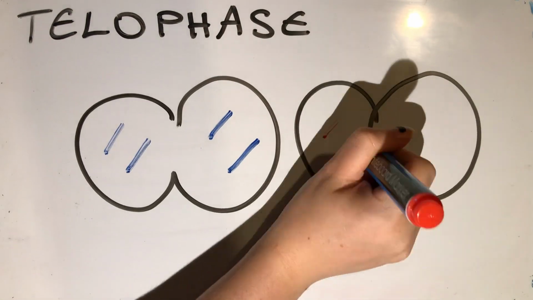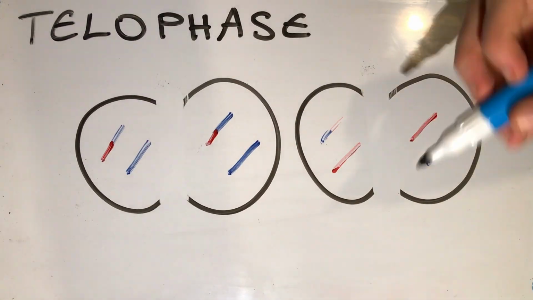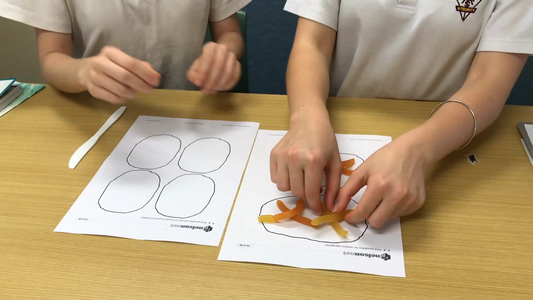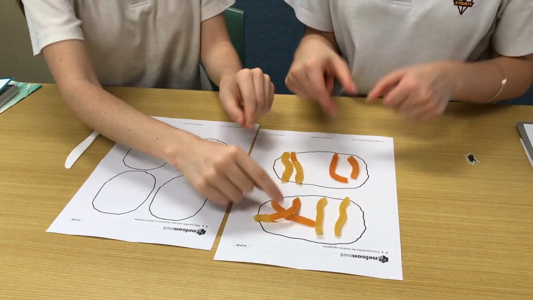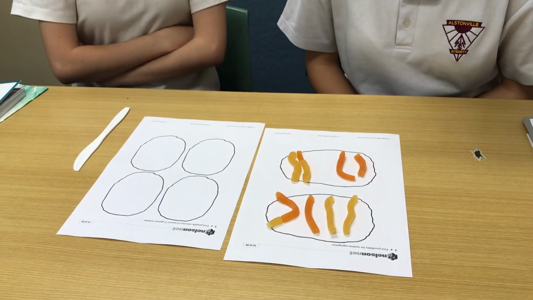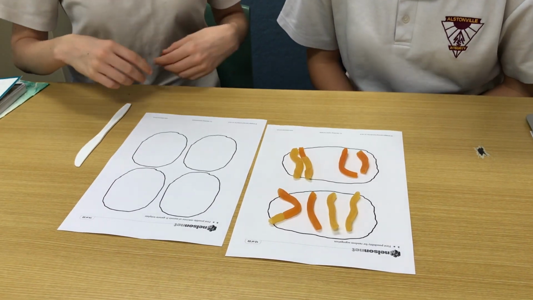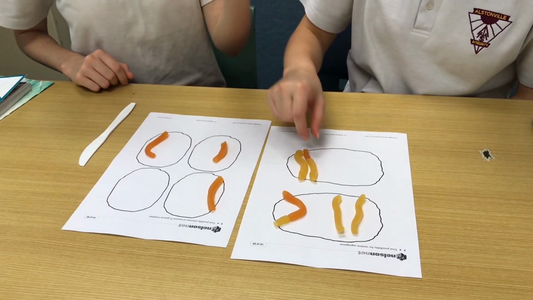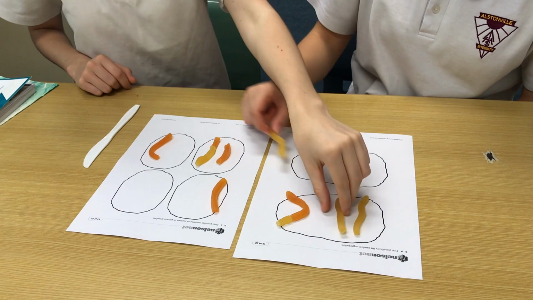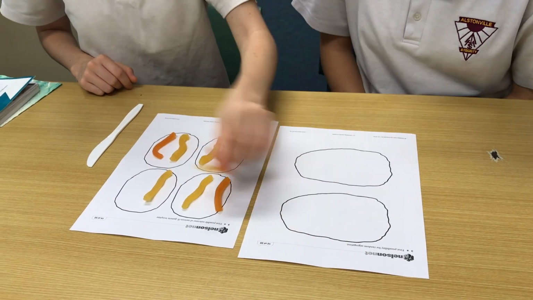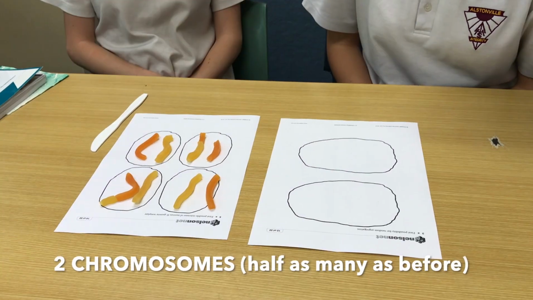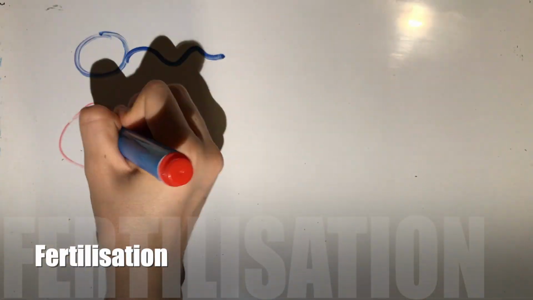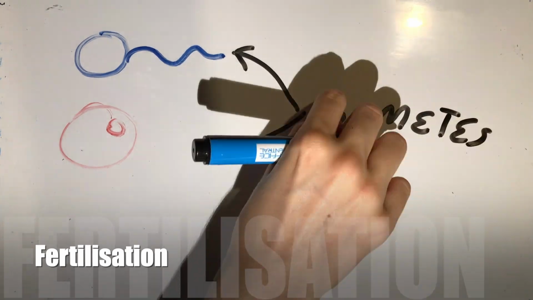In telophase 2, the chromosomes reach opposite poles, membranes form, the spindle disappears, and we are left with 4 genetically different daughter cells. Daughter cells produced in meiosis are called gametes. They are commonly known as sperm and egg.